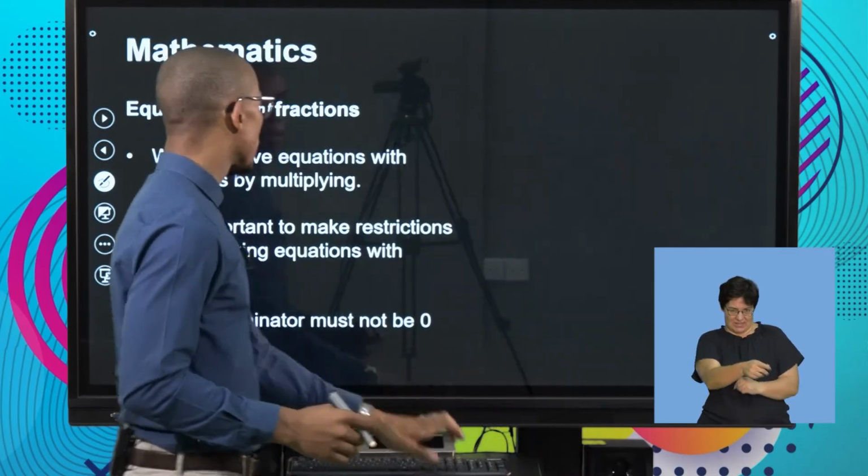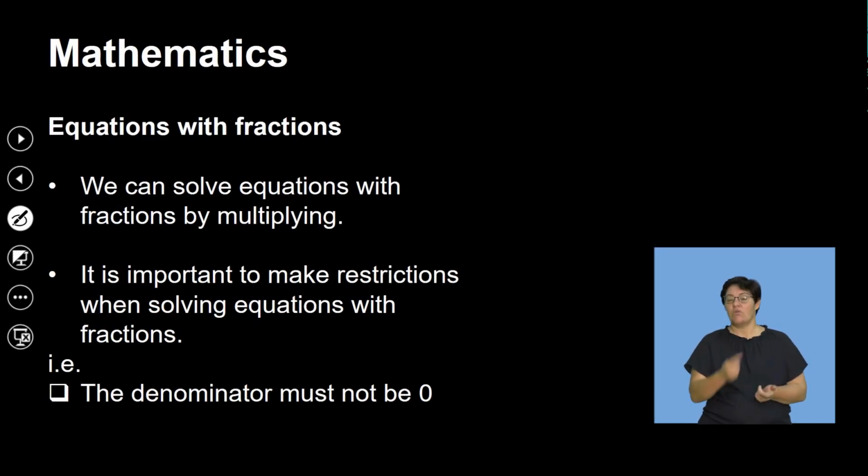So, when we talk about equations with fractions first, right, because that's what we normally use when we're talking about simultaneous, we can then solve these by first multiplying, right? What are we multiplying by? The LCD on both sides. We are making sure that we don't have any denominators, and then we can then do everything that needs to be done there. It is also important to make restrictions.